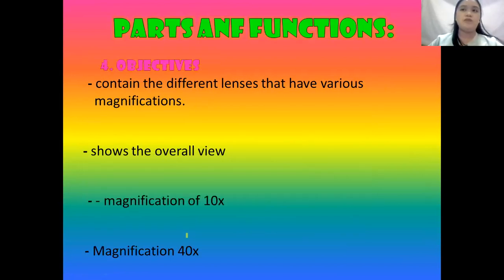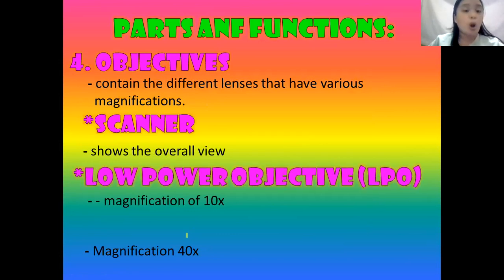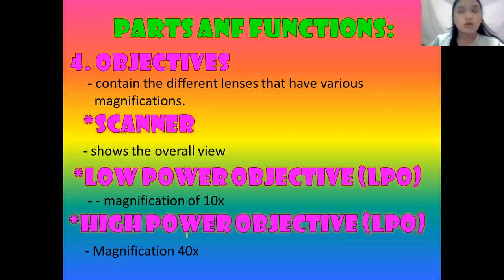Next. So we also have here what they call objectives. What is an objective? Contain the different lenses that have various magnification. So there are 3 kinds of magnifications here. First is the scanner. It shows all the view of the specimen. Second, low power objective. So you can magnify the specimen 10 times. Okay? And when we say high power objective, it has a higher magnification wherein it is 40 times visible. Alright? So that is the function of the objectives.